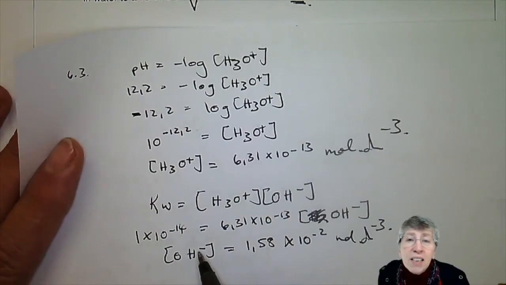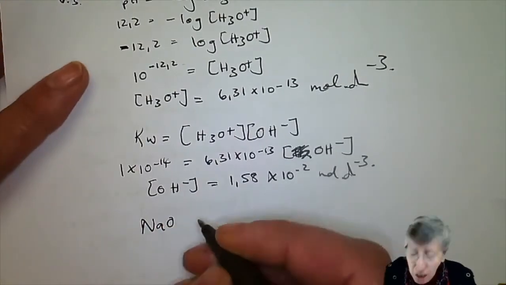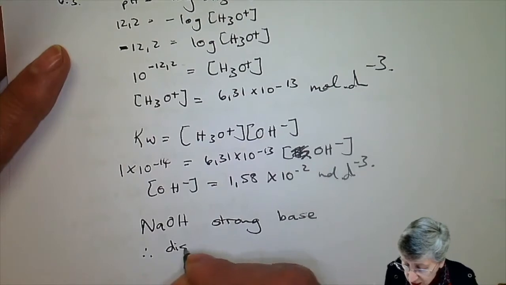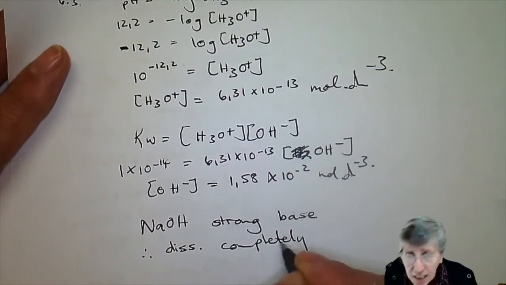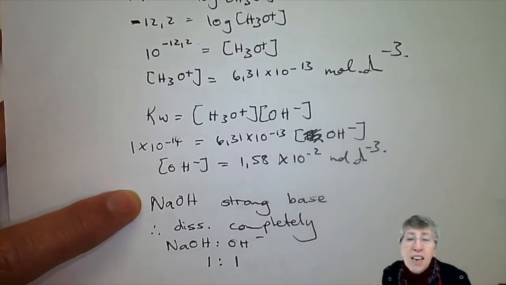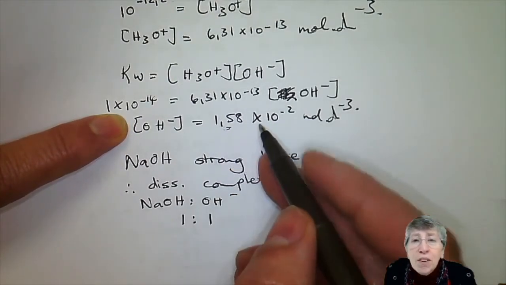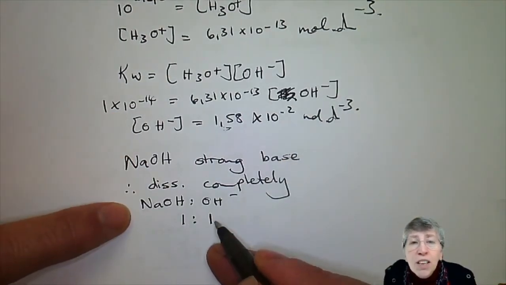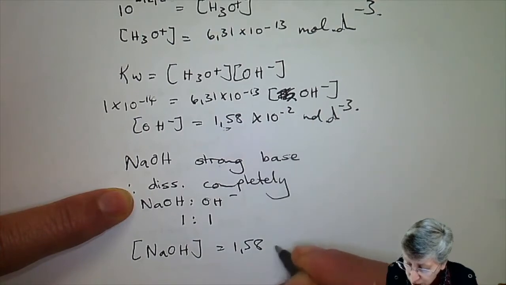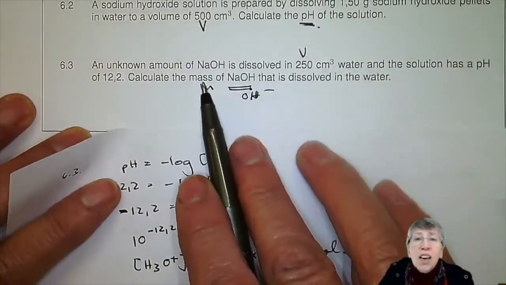Right, so what do I have? OH minus, but I want to have not the OH minus, but the sodium hydroxide. So how do I go back? Well, sodium hydroxide is a strong base, which immediately tells me this will dissociate completely. And if I look at it, I can see that 1 sodium hydroxide will produce 1 OH minus. They're in the ratio 1 to 1, and you have to show that, right? Okay, so now if the OH minuses were 1,58 times 10 to the minus 2, and every one of the OHs was produced by 1 sodium hydroxide, it immediately tells me the sodium hydroxide concentration is also 1,58 times 10 to the minus 2 moles per cube decimeter, right? But they're not asking concentration, they want mass.